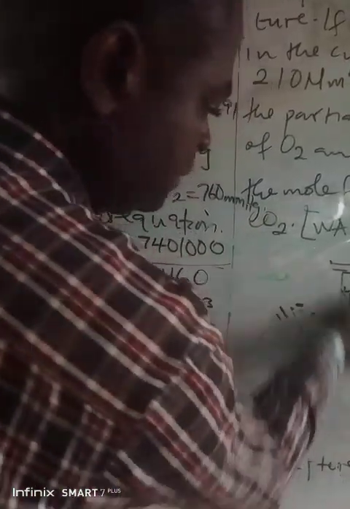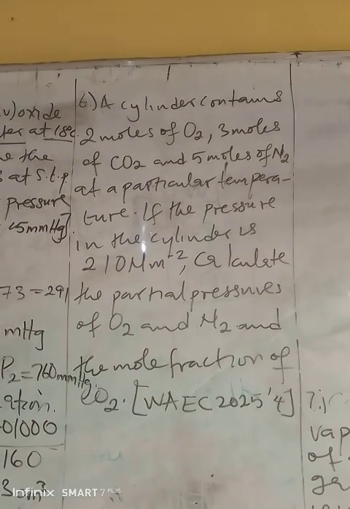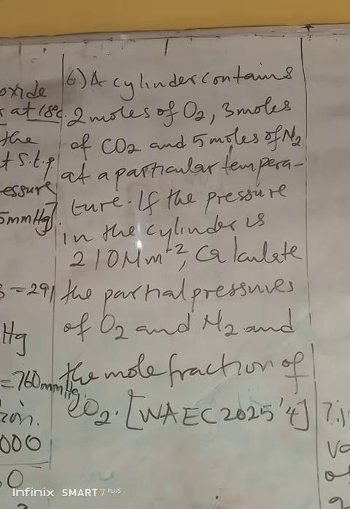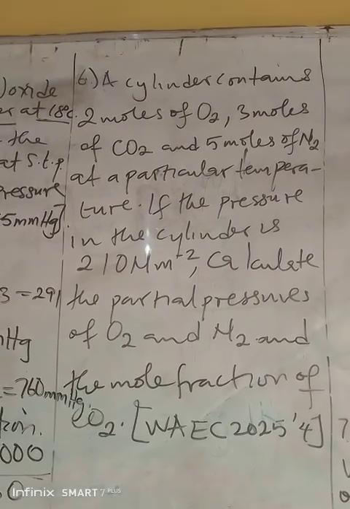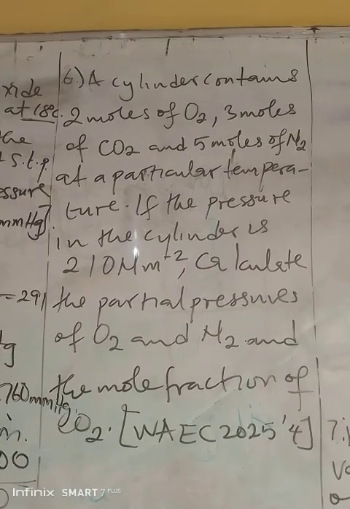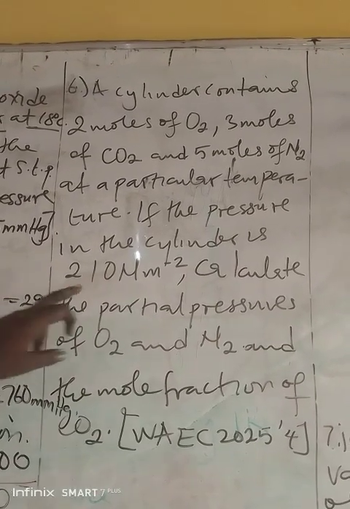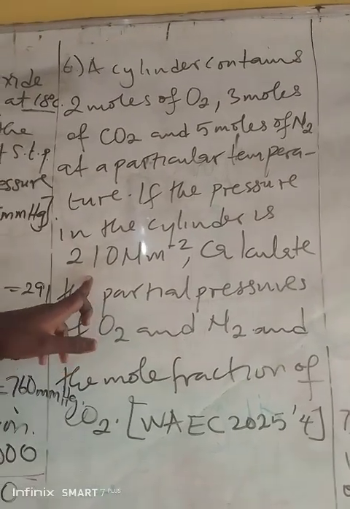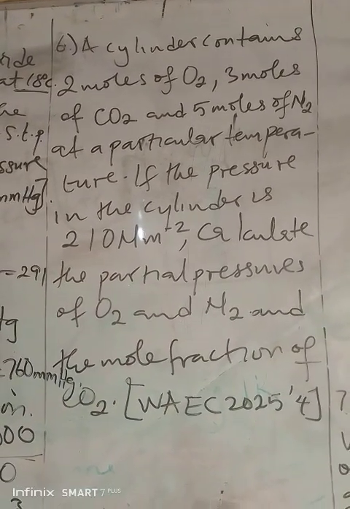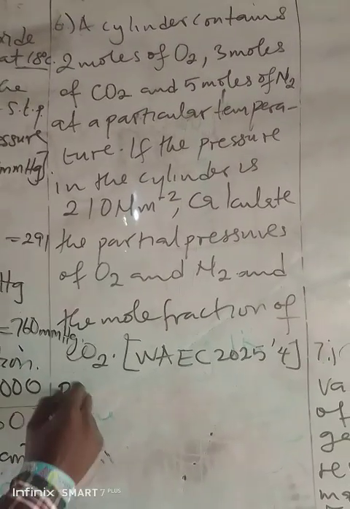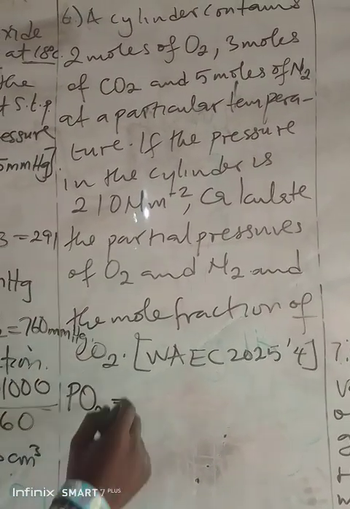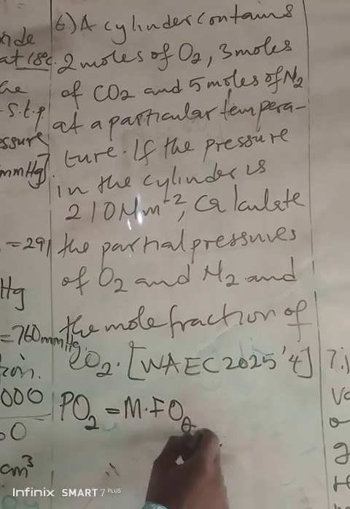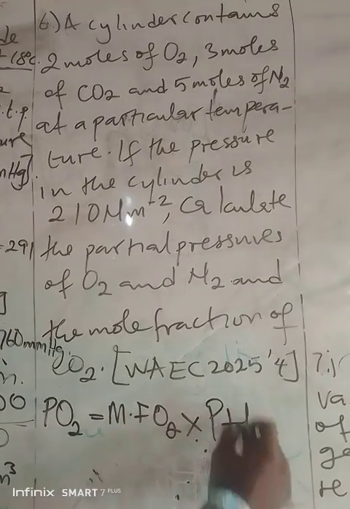A cylinder contains 2 moles of O2, 3 moles of CO2, and 5 moles of N2 at a particular temperature. If the pressure in the cylinder is 210, that means the total pressure. Are we together now? They now say calculate the partial pressure of oxygen. Partial pressure of oxygen is equal to mole fraction of oxygen times what? P total.